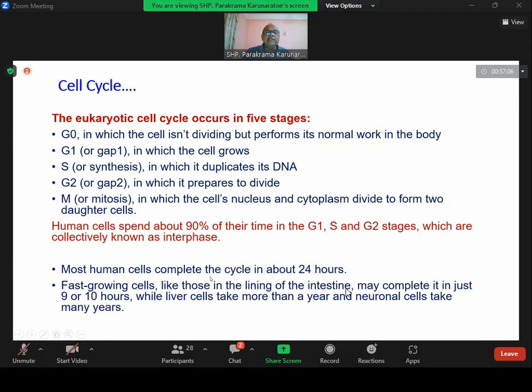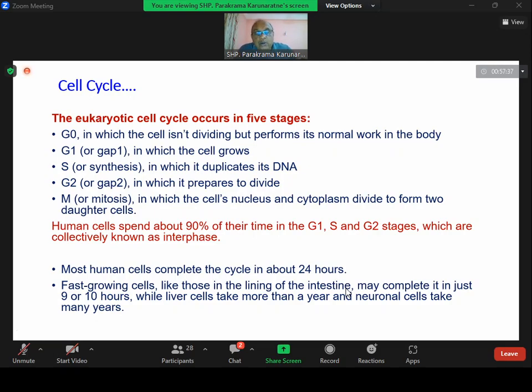Most human cells complete the cell cycle in about 24 hours. Fast-growing cells, like those in the lining of the intestine, may complete it faster because we eat all the time. With the food, cells are going away or being shed off, so they are coming again and again. They are fast-growing, 9 or 10 hours. Liver cells take more than 1 year to grow. Neuron cells take many years to complete the cell cycle.